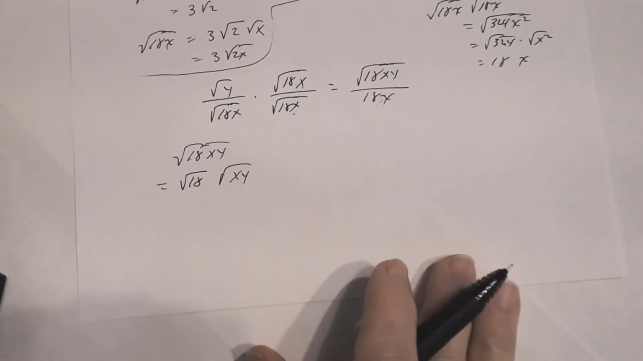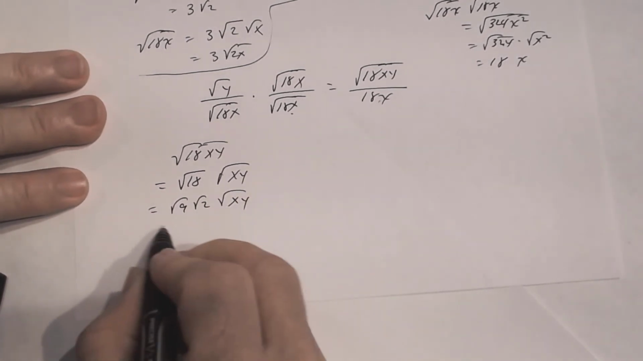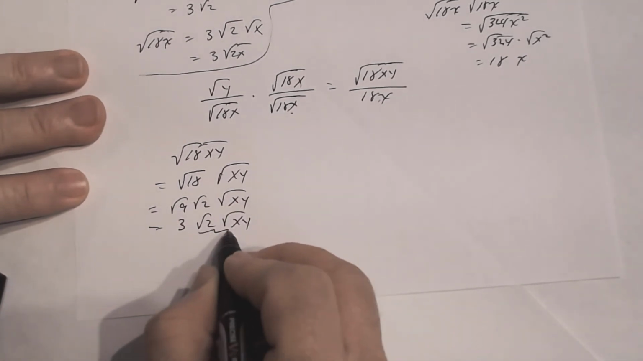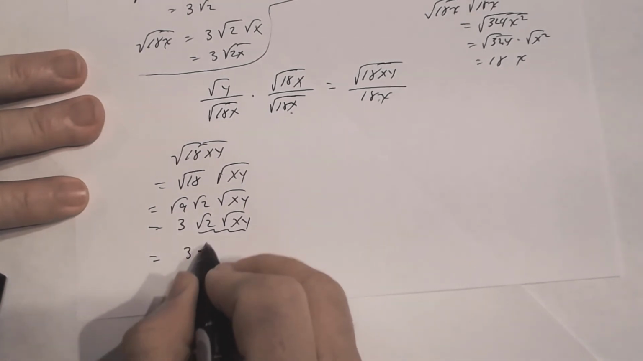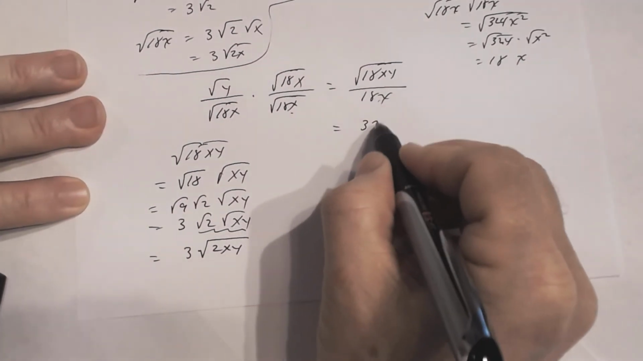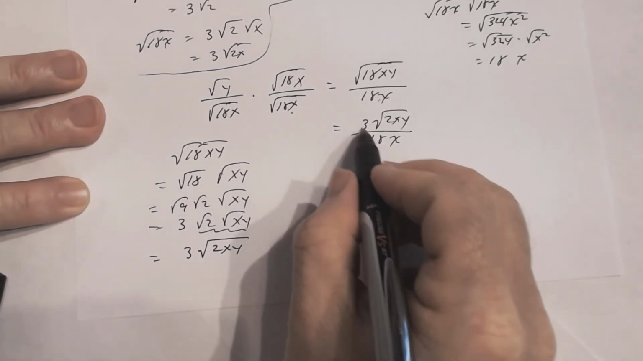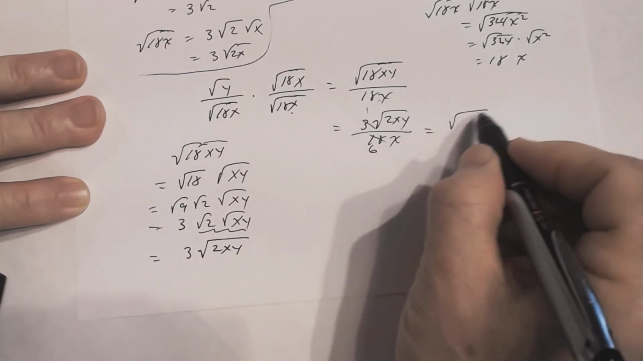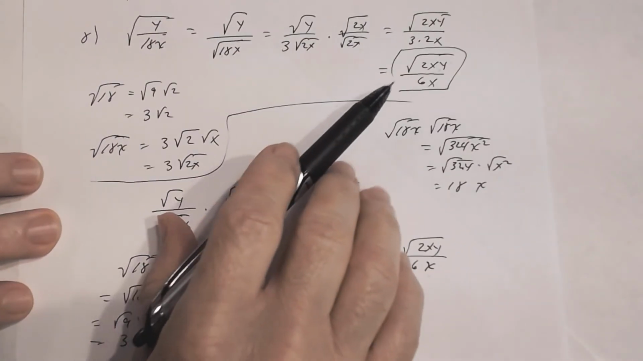The square root of 18 can be written as the square root of 9 times the square root of 2, and then the square root of xy. And then the square root of 9 is 3, so you get 3 square root of 2 square root of xy. And then rewriting this as one square root, using a product rule for square roots, I get 3 times the square root of 2xy, and that goes here. So it'll be 3 square root of 2xy divided by 18x. Now you can simplify this, 3 and 18. So 3 and 3 is 1, 3 and 18 is 6, and so I get the square root of 2xy divided by 6x, which is what we had here.